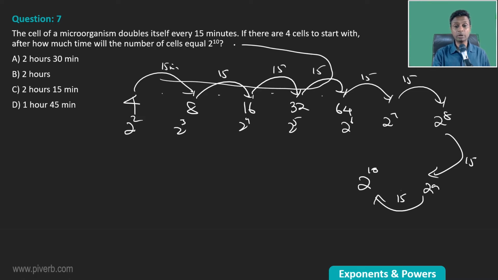4 sets of 15 minutes makes 1 hour. Another 4 makes 1 more hour, 2 hours. We multiply by 2 every 15 minutes. We start at 2 square.